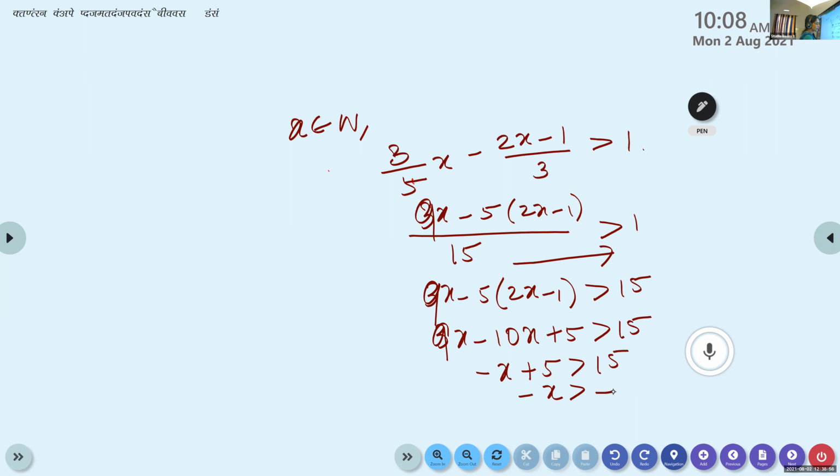So minus x is greater than 15, and if you take the plus 5 to the other side, it is minus 5, isn't it? So minus x is greater than 10. When I multiply by minus, the inequality will change. So we get x is less than minus 10. And x belongs to W. Is it possible? No, isn't it? Therefore, the solution set is the empty set. No element will be there satisfying this condition.